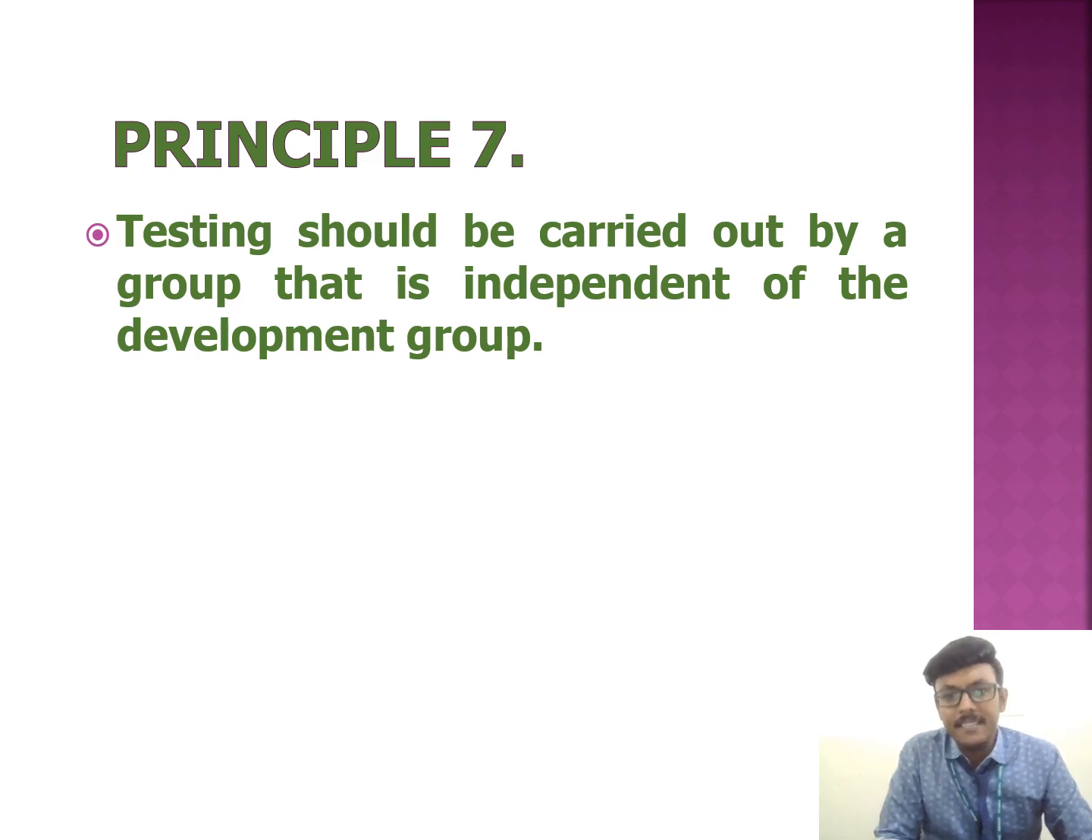Seventh principle: testing should be carried out by a group that is independent of the development. Suppose the same developer keeps on testing, he will approach the problem in a similar way, so he can't detect all the possible errors, right? So we need to give the developed code to an independent group of people. They will have a different perception and a different approach, so they can identify more errors.